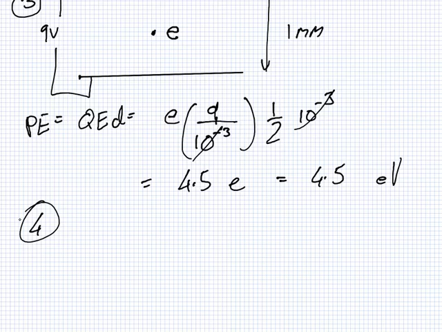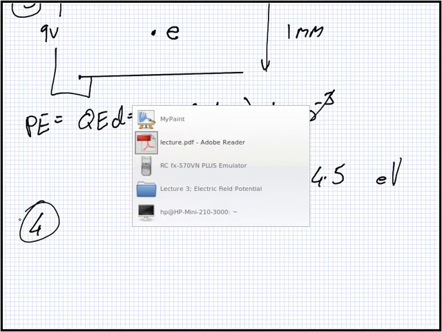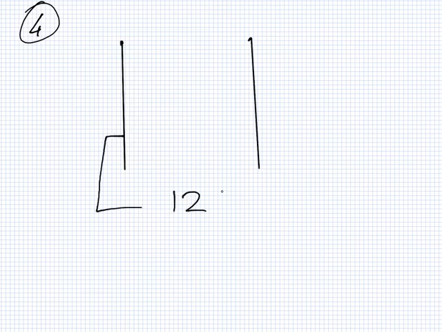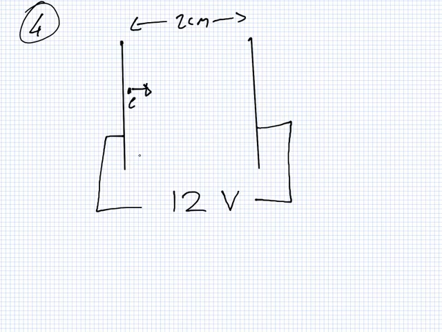Now, we're looking at the physics tutorial. So, that's question 1, 2, 3. Now on to 4. How fast would an electron be traveling if it leaves a negative plate and strikes a positive plate 2 centimeters away, with a potential difference of 12 volts? So, I'll draw it this way now for a change. This is 12 volts, and this is 2 centimeters, and this is an electron, and the electron is fired across and it hits here.